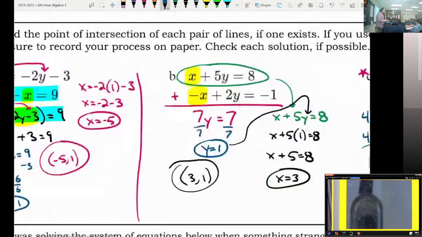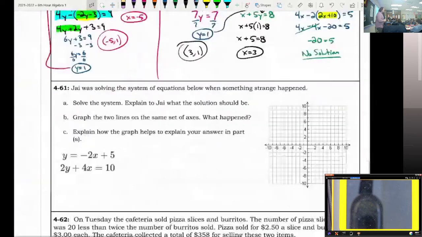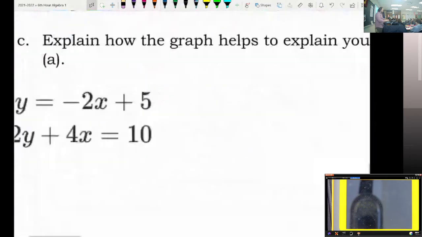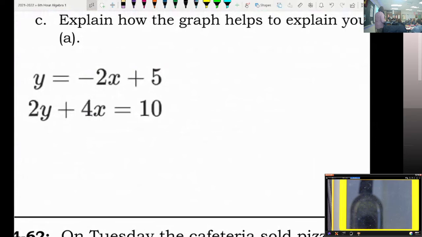We're going to look at that right now in problem 461. So let's look at it. We have Jai who's solving this system of equations, and he's getting an interesting result. So let's help him solve it and see what we get too.